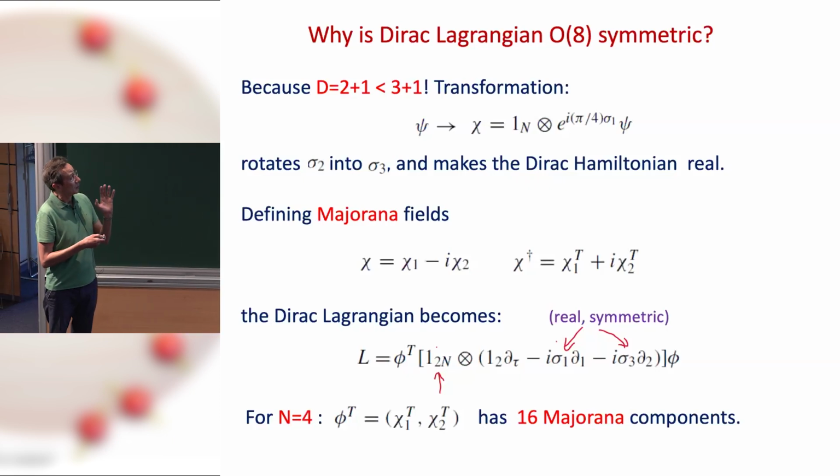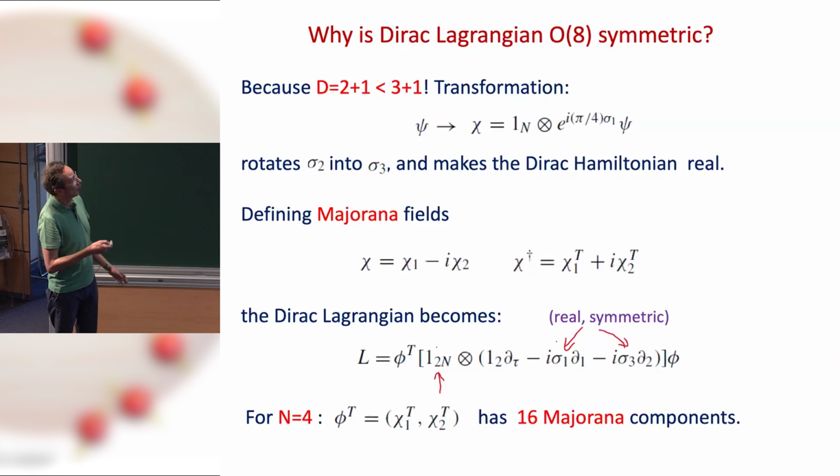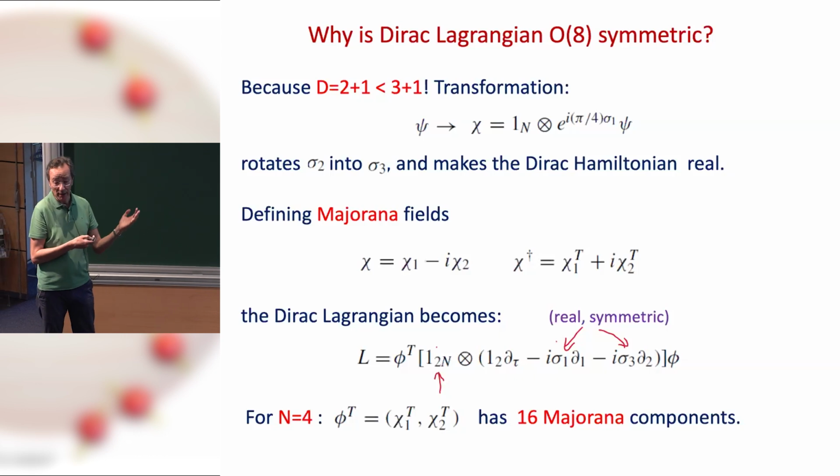Let me just try to convince you, first of all, why the Dirac Lagrangian is O8 symmetric, and not just U4, which you could see with your own eyes just a second ago. It is essentially because we are working in less than 3 spatial dimensions. So 2 plus 1, less than 3 plus 1. And therefore, we can exploit the fact that among 3 Pauli matrices, there is a basis in which 2 are real and 1 is imaginary. So in other words, I can rotate things in the sublattice space to actually turn this sigma 2, that naturally appears when you write down almost any Dirac Hamiltonian coming from a lattice, into sigma 3. So that the whole Hamiltonian then becomes real.